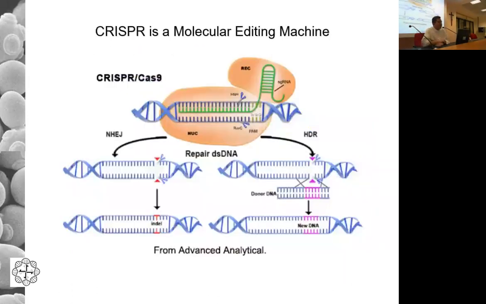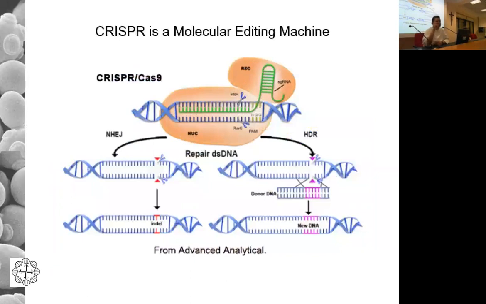Okay, so let me show you what happens. So here is the yellow. This is the scissors, and then you have the guide DNA, which is in green. And so what you can do is you design this guide DNA, and it will target to one single spot, and it will cut.